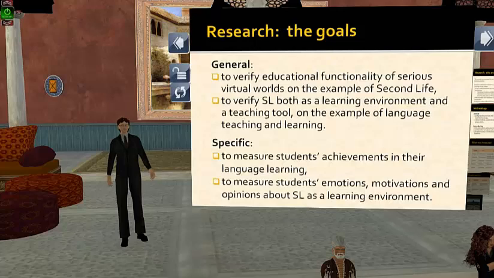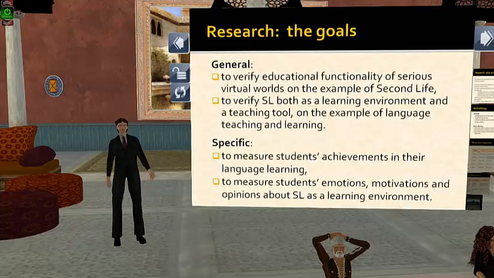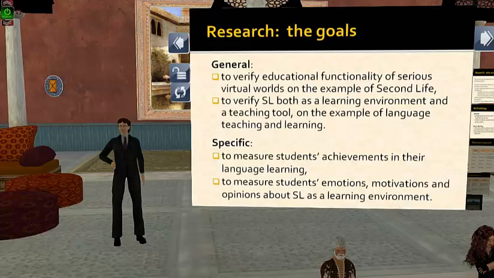And to measure also students' emotions and their motivations, how they felt about this new environment, whether they felt eager to come back to this environment, how eager they were to perform the tests, how open they were in collaboration with the other students, because they had both individual tasks to do and group tasks to perform. And opinions, of course, opinions about Second Life and opinions about the whole project, which lasted one semester.